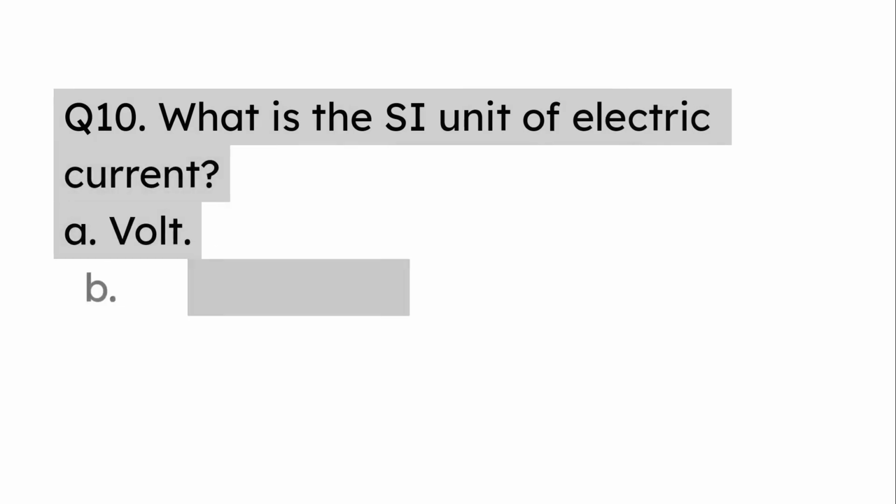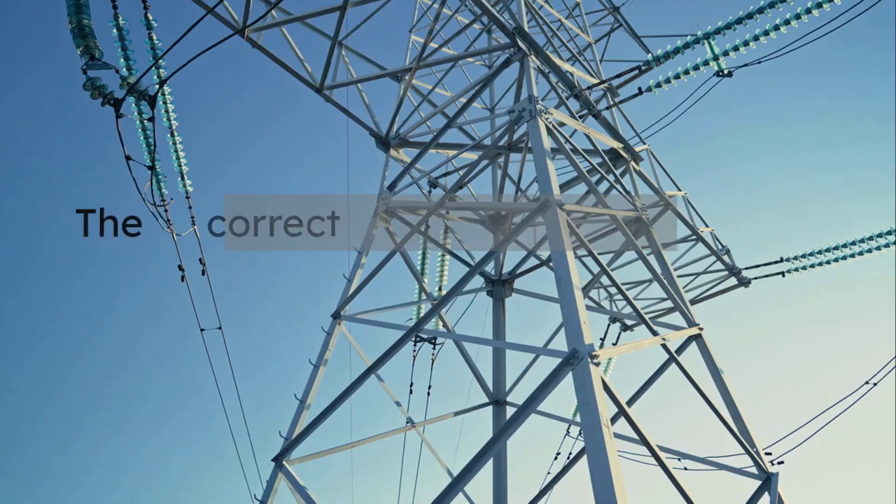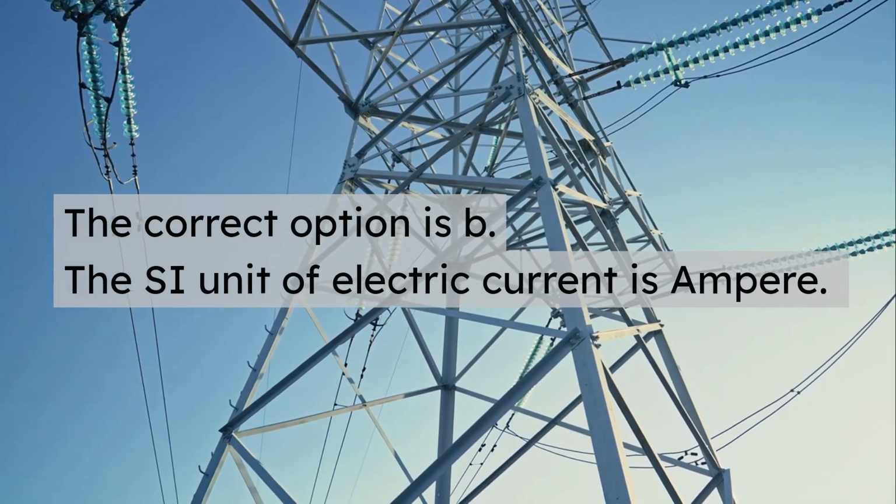Q10. What is the SI unit of electric current? A. Volt. B. Ampere. C. Coulomb. D. Ohm. The correct option is B. The SI unit of electric current is ampere.